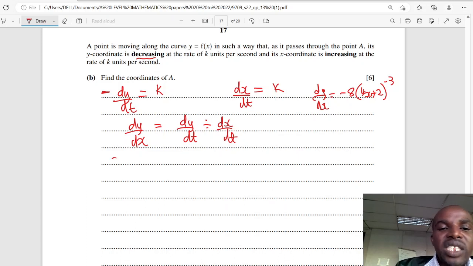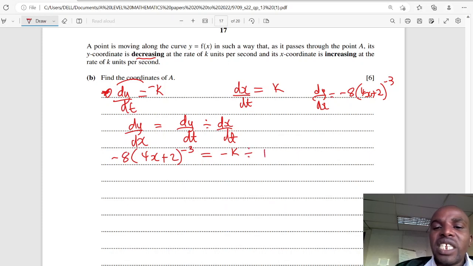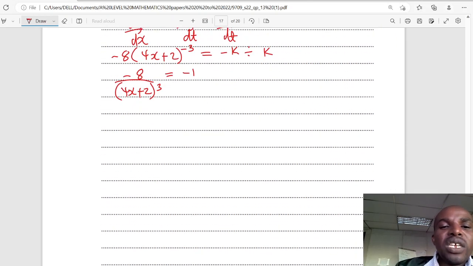So you take your dy/dx, which is minus 8 (4x plus 2) to the power minus 3, equals dy/dt, which is minus k, divided by dx/dt, which is k. So k divided by k is 1. In other words, minus 8 over (4x plus 2) to the power 3 is equal to minus 1. The minus signs cancel out, and you can cross multiply. We get 8 is equal to (4x plus 2) to the power 3.